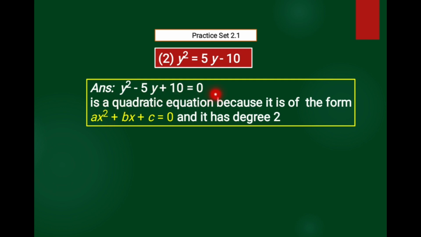This is a quadratic equation because it is of the form ax square plus bx plus c equals to 0, or you can write the variable y in place of variable x. But we have to check whether the given equation is in general form or not. So here the degree of variable y is 2. So this is a quadratic equation in variable y.